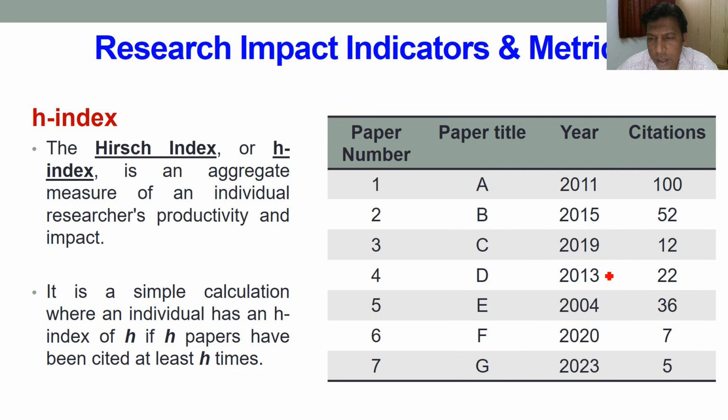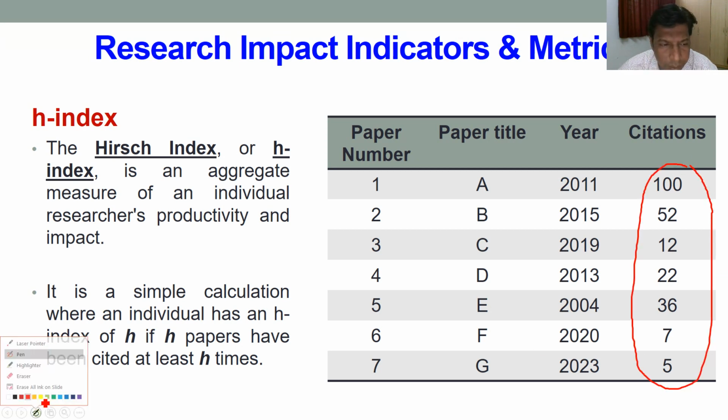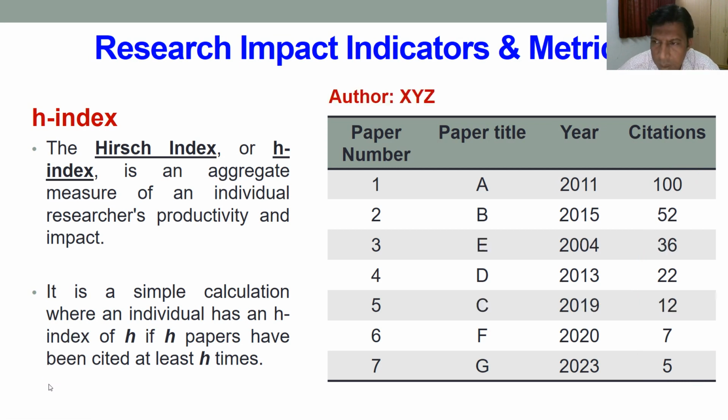Now the very first thing is to arrange all these papers in descending order of the citations received. If you look here, 100, 52, 12, 22 are the citations of particular papers. If you arrange these citations in decreasing order, now see this: 100, then 52, 36, 22, 12, 7 and 5. The citations are in decreasing order.